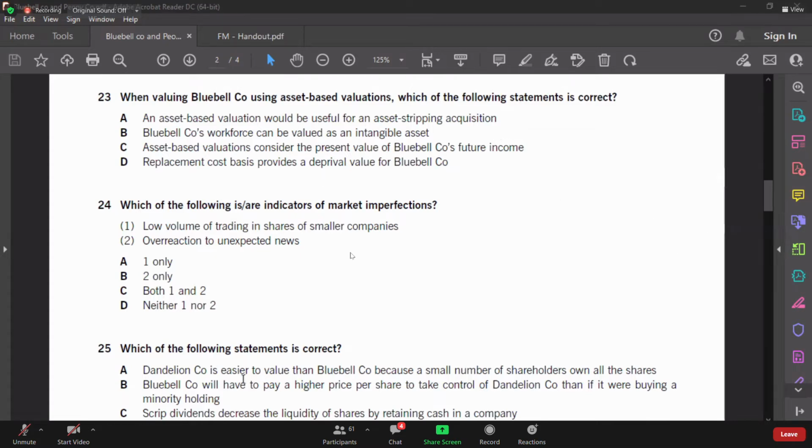Ma'am, if deprival value is equal to residual value? No, it's not even equal to your residual value. That's what I told. Deprival value is a value that comes between your replacement value and realizable value. So that's why it is not a suitable basis to value the company. Okay, ma'am, got it. Thank you.